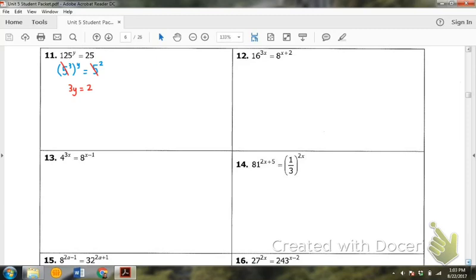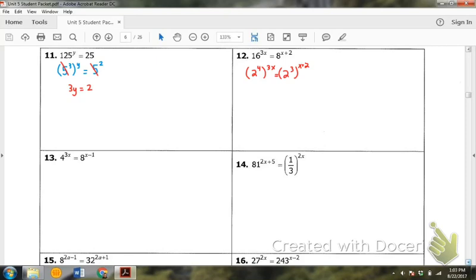Why don't you try number 12 on your own? Pause and try number 12 on your own. Example 12 is going to have to be a base of 2. So 2 to the 4th power, and then you have your 3x out there, equals 2 to the 3rd power, and then you have your x plus 2. You guys getting the hang of this?